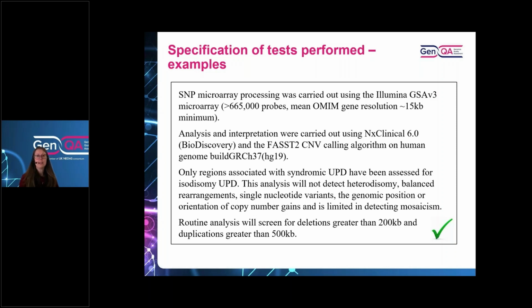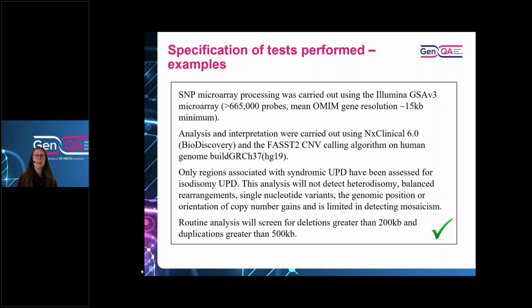So they're stating what microarray was used, the manufacturer, the version, the actual possible detection, so a 15 kb resolution, with all the 665,000 probes. They've stated the software which was used, the version and the genome build. And then there's a short paragraph about the limitations of the test. So obviously arrays will not detect balanced rearrangements or SNVs. So there's a clear statement of the limitations of the test.